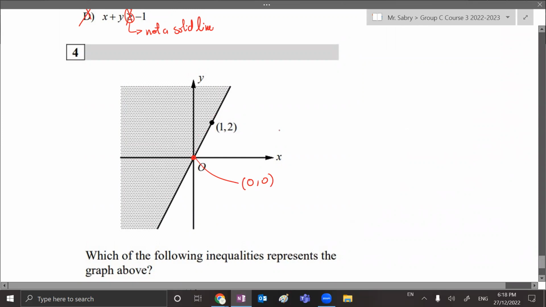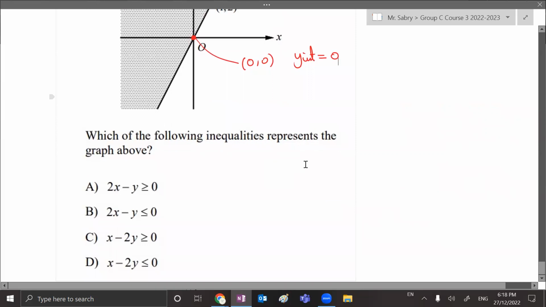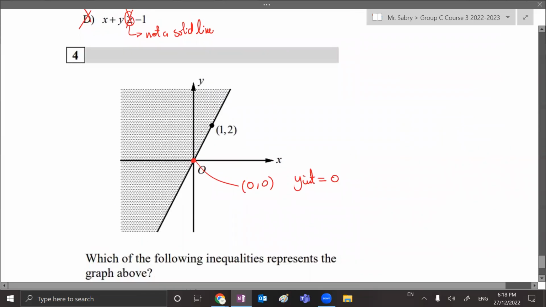I can calculate the slope. And I know for a fact that the y-intercept of this graph is 0 برضه, because it intersected the y-axis at 0. So let's calculate the slope. The slope is y2 minus y1 over x2 minus x1, which means it will become 2 over 1, which is 2. The slope is 2.